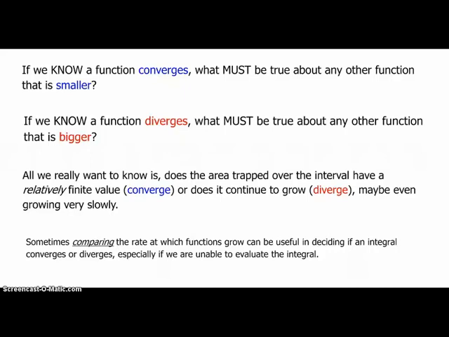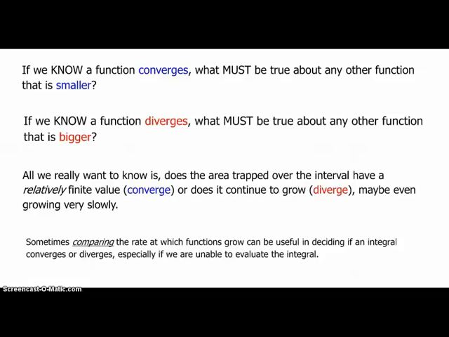Let's talk a little bit more about convergence and divergence, and let's talk about comparing what we know is happening between two functions. So if we know a function converges, like we just determined in the last video that the area accumulating in the plane from 1 to positive infinity under the function e to the negative x converges to the value of 1 over e.